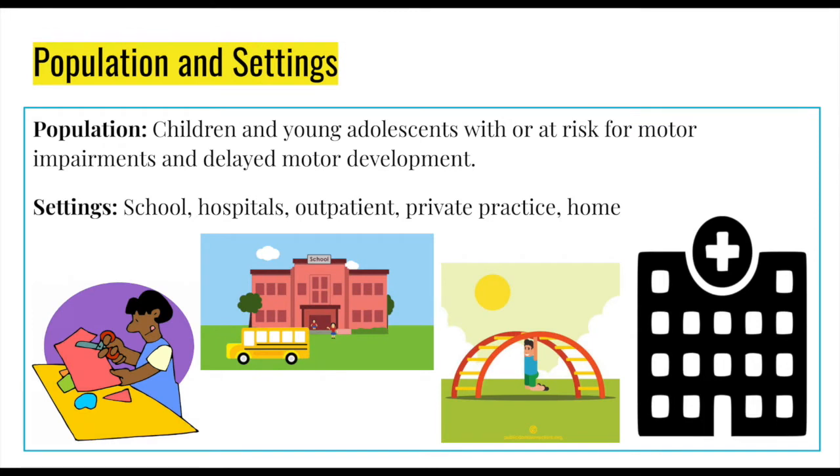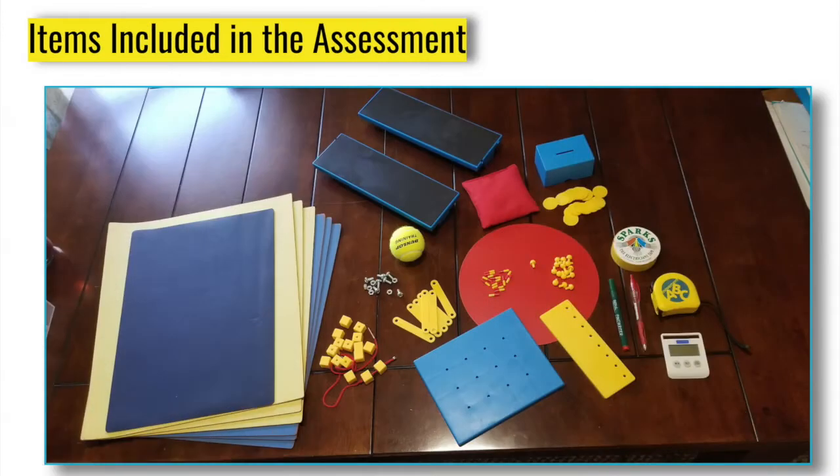The Movement ABC2 can be used with children and adolescents with or at risk for motor impairments and delayed motor development. The assessment can be used in a variety of pediatric settings, some of which include schools, hospitals, outpatient clinics, or private practices. The Movement ABC can be purchased for $1,000.50. It comes with all of the items here, including the beanbag, balance board, floor mats, pegboards, measuring tape, and timer, as well as other items.